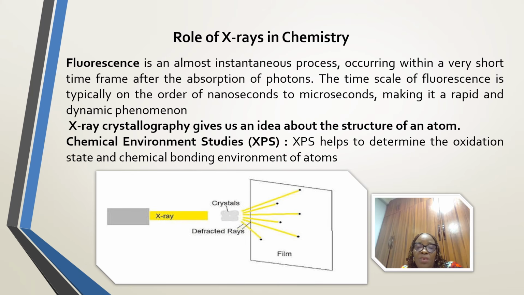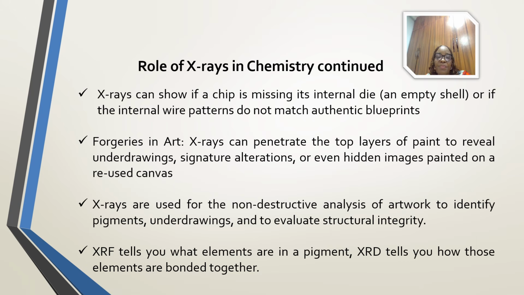Chemical environment studies. X-ray photoelectron spectroscopy uses X-ray photons to eject core electrons from a sample surface, allowing chemists to determine the oxidation state and chemical bonding environment of atoms. X-rays also help us to calculate frequency, spacing, and theta, the angle, in an electron or in a molecule.